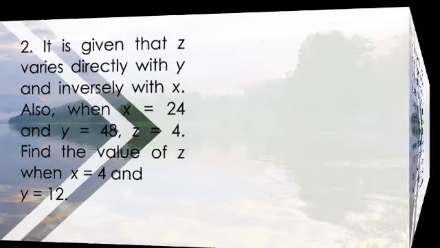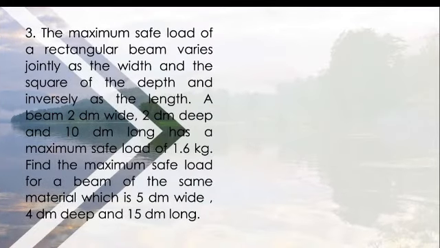And then, let's have the last example. This is longer. The problem is longer. So, the maximum safe load of a rectangular beam varies jointly as the width and the square of the depth and inversely as the length. So, tingnan nyo dito. Ang pinagsama ay joint variation and the inverse variation. Tapos, siyempre may mga first given tayo ng width, ng depth, and then the length, and then the maximum safe load. So, ito yung gagamitin natin to find the constant.